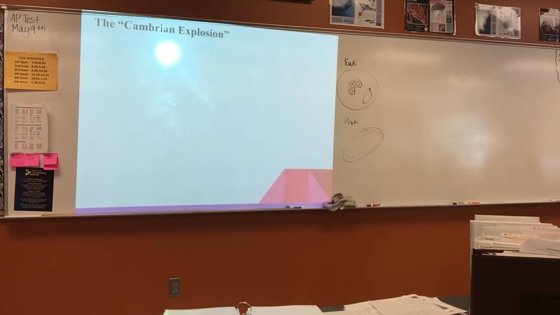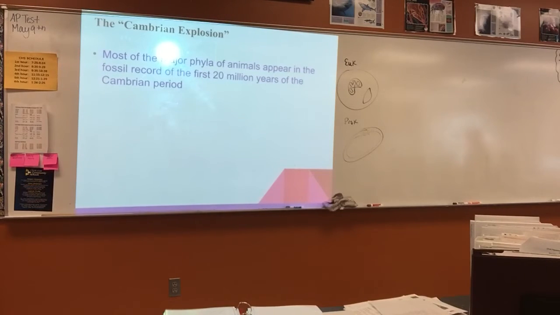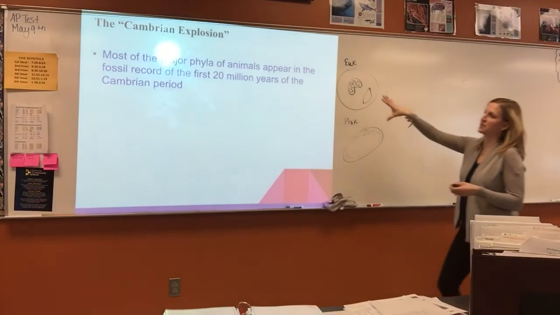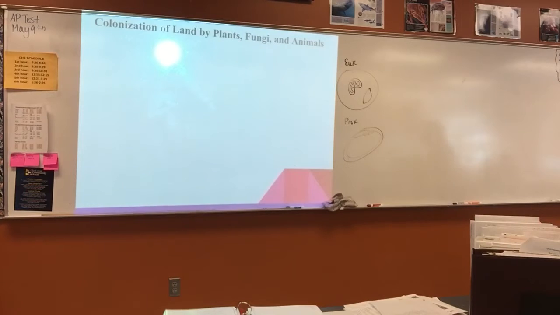All right, and then on our timeline that we looked at, we have in the fossil record what they call the Cambrian explosion. So remember I said that that's not a physical explosion, but it's a sudden increase in diversity of organisms on Earth based upon the fossil record. So most of the major phyla of animals appear in the fossil record in the first 20 million years of this Cambrian period. And so we have an increase in diversity around this time. That's where the explosion comes. And then we see that, remember before this, a lot of the plants and animals were in the water, so now we see the colonization of land. And so we have land plants, land animals, and so on.